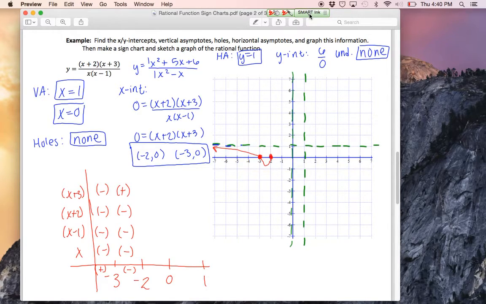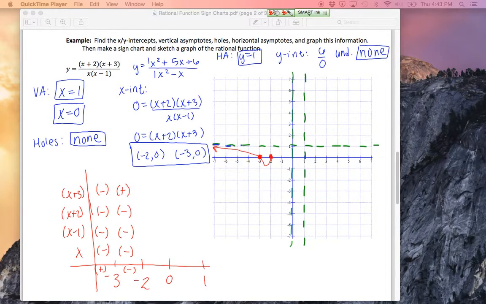Now between -2 and 0, I want to find out what happens. So I'm going to plug in -1. -1 plus 3 is positive, -1 plus 2 is positive, -1 minus 1 is negative, and -1 is negative. So positive, positive, negative, negative gives you a positive. That means this function is going to stay above the x-axis. So it's going to look something like this. I know this is kind of weird, but remember that it's allowed to cross over the horizontal asymptote. And so that's what it looks like there.